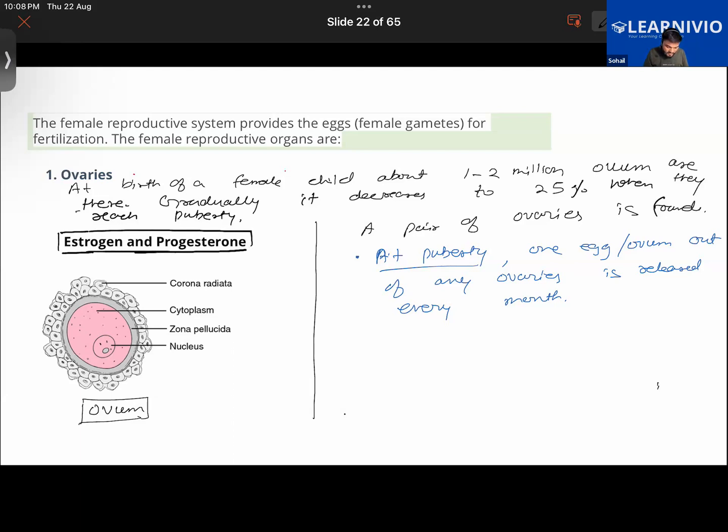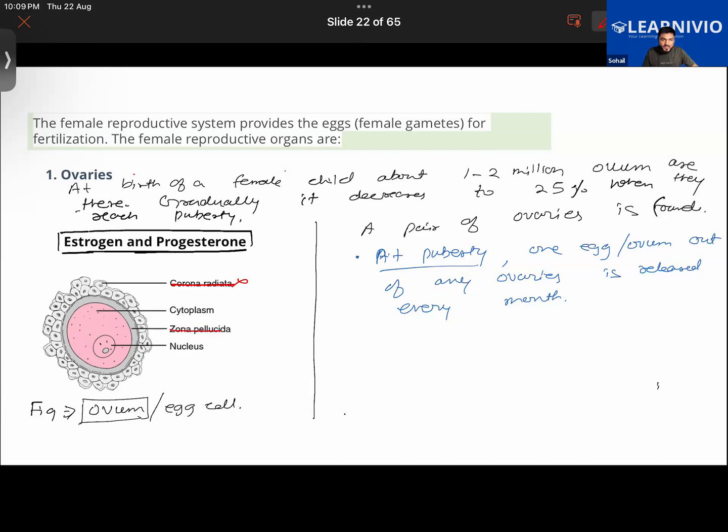And over here, you are looking at the diagram of an ovum. Now this is not estrogen and progesterone. This is the diagram of an ovum. Just let me write this over here. The figure is ovum or egg cell. If you look at the structure, it will contain nucleus, cytoplasm, and plasma membrane, etc. Other things are not important.